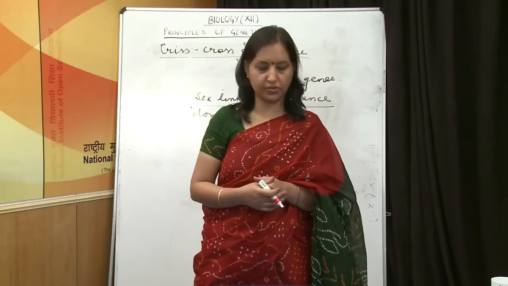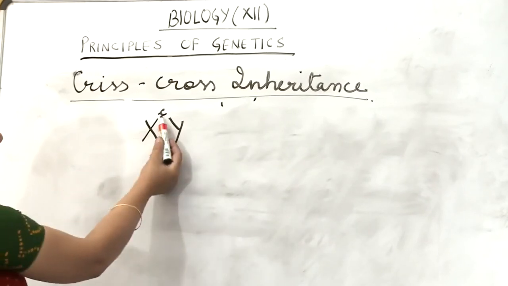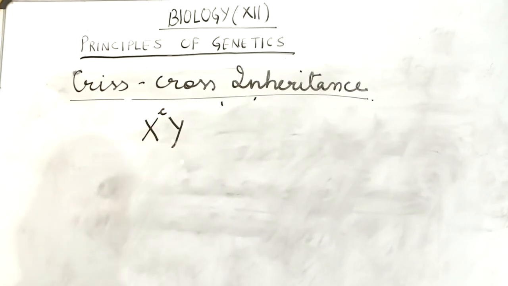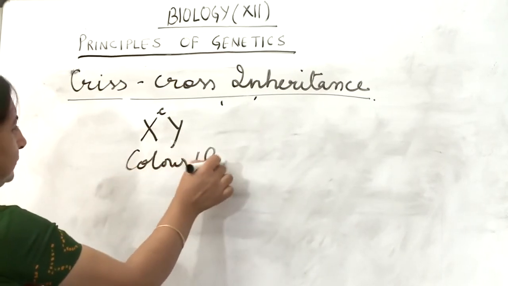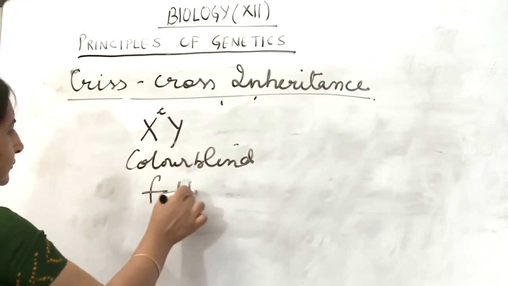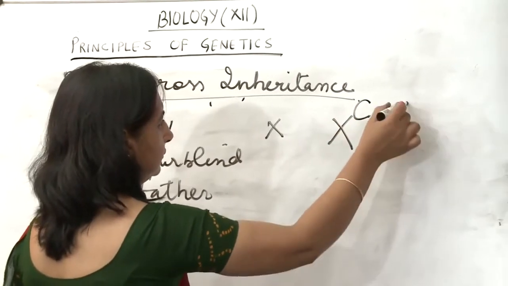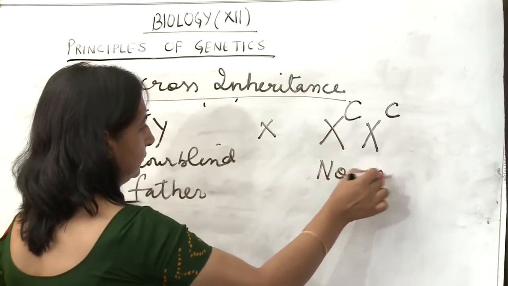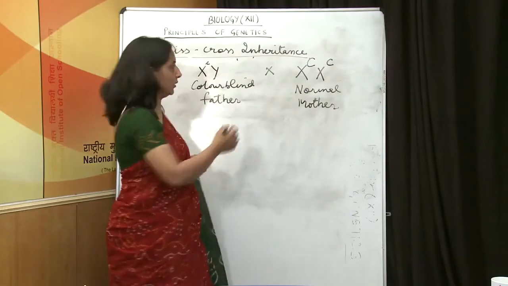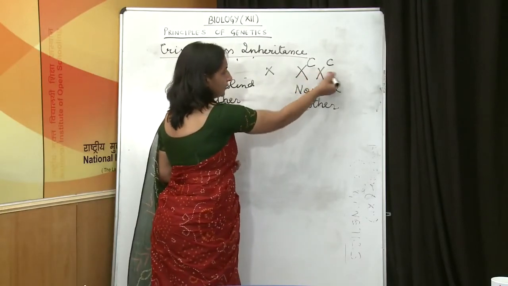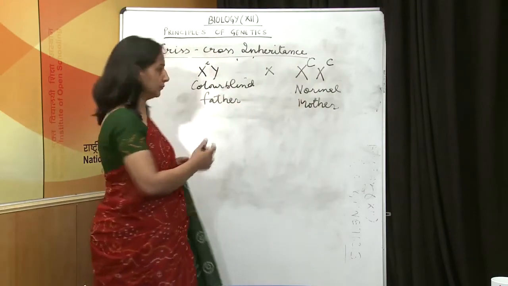For this defect, the gene is found on the X chromosome and it is due to the presence of a recessive gene. This is the genotype of a color blind father, wherein the small c represents the recessive gene which is controlling the color blindness. This is a normal mother, wherein small c is not there, that is, the recessive gene that causes color blindness is absent, so the mother is normal.